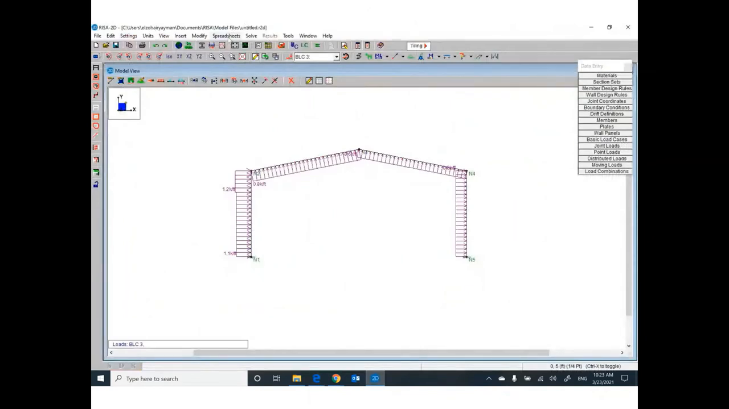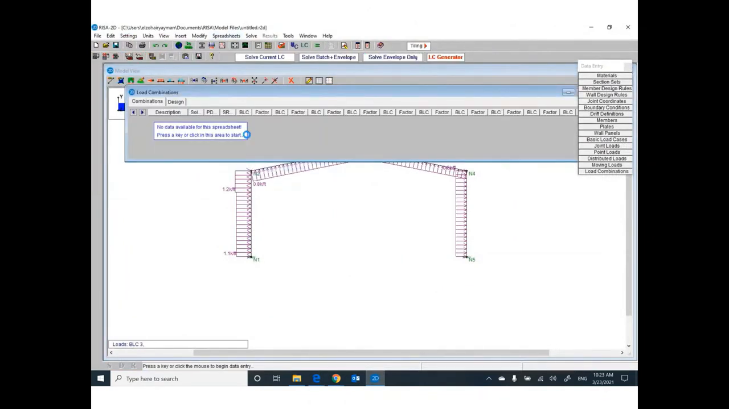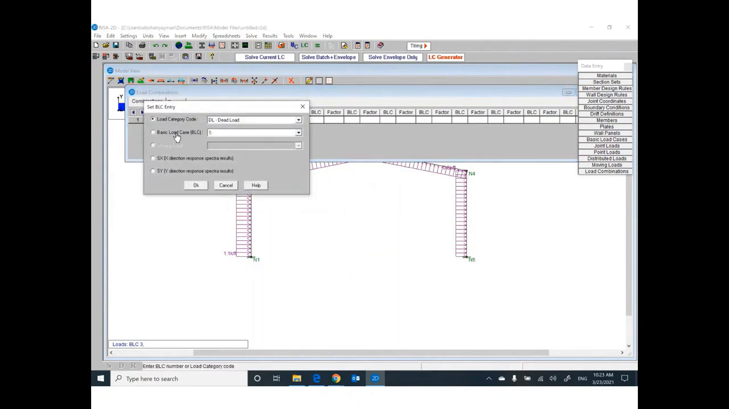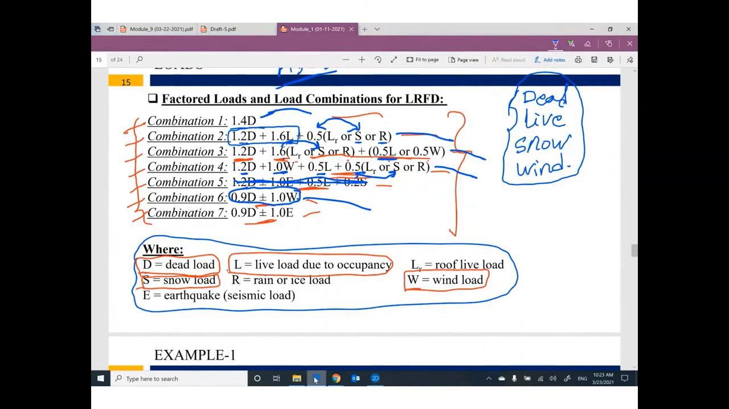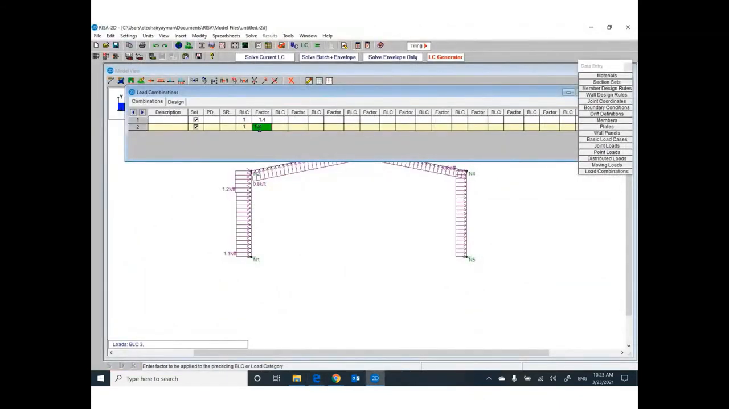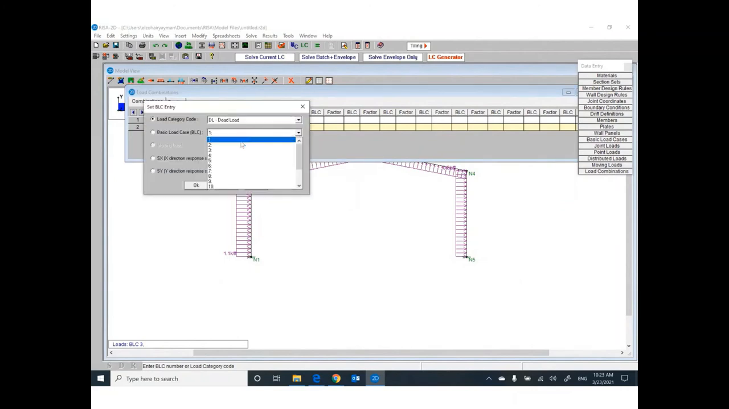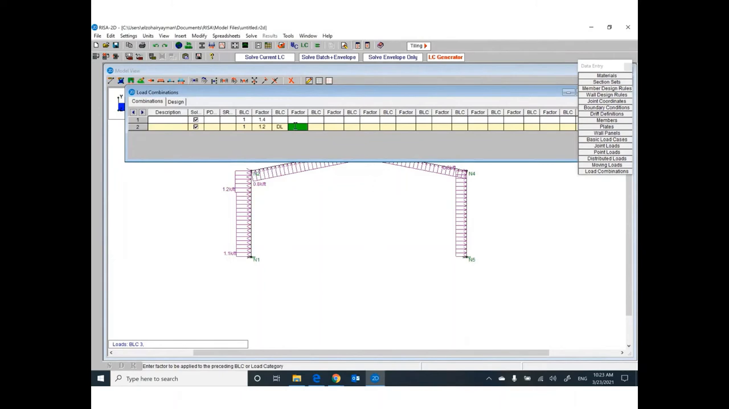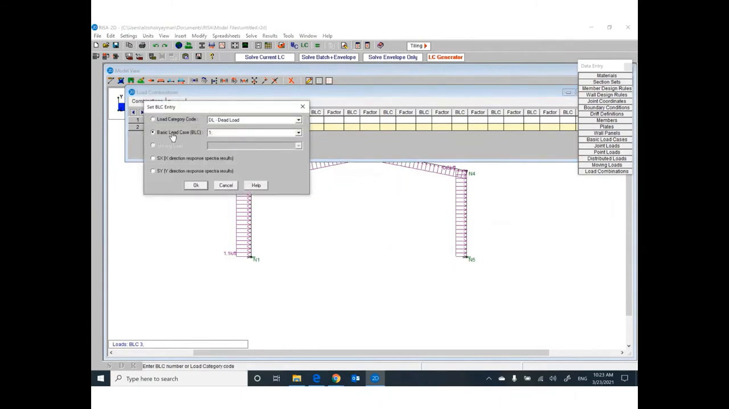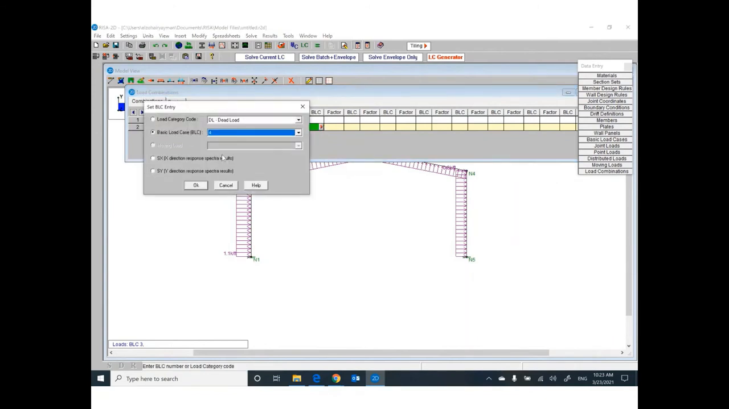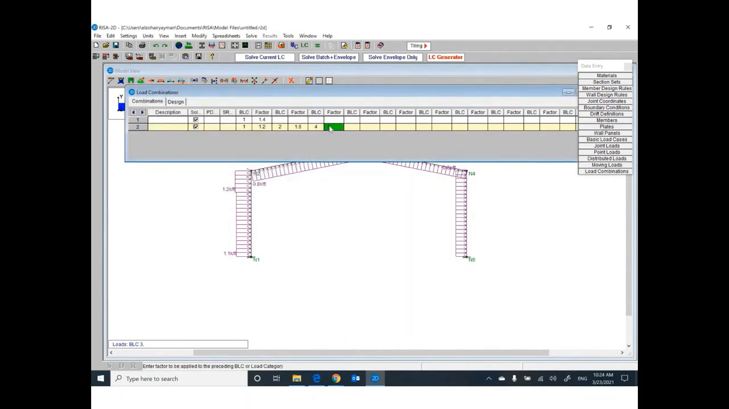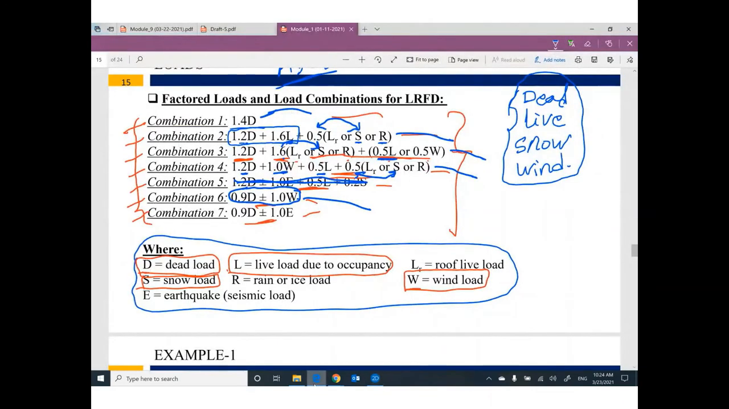Let's start. Spreadsheet, load combination. The first one, basic load case number one, the scale factor 1.4. The second combination, 1.2 dead, 1.6 live, 0.5 snow. So for dead, 1.2. For live, which is case number two, the scale factor is 1.6. And snow here is case number four, I think. Scale factor is 0.5. That makes sense? 0.5 snow, 1.6 live, 1.2 dead.